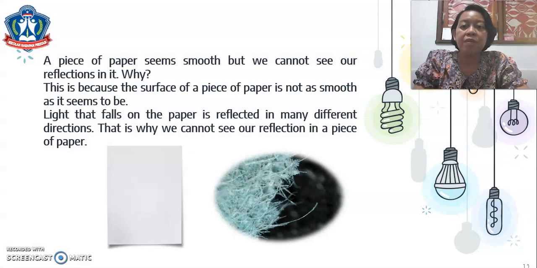A piece of paper seems smooth, but we cannot see our reflections in it. Why? This is because the surface of a piece of paper is not as smooth as it seems to be. Light that falls on the paper is reflected in many different directions. That is why we cannot see a reflection in a piece of paper. So this is the piece of paper when we can see it, and this is the piece of paper under a microscope. So can you see the difference, children?